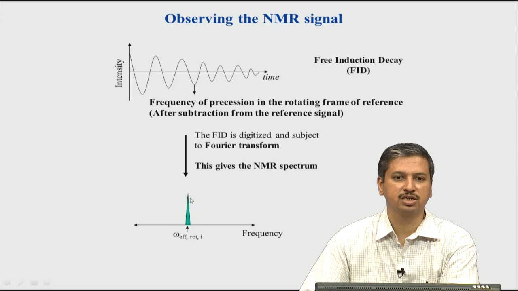This means we can say that this FID contains a frequency omega in the rotating frame. Again, remember the concept of the rotating frame is very important. We are not looking at the signal as such; we subtract it from the reference signal and then do a Fourier transform. In the rotating frame, that is the spectrum which you normally see in your day to day life or during analysis. The frequency is basically the frequency of oscillation.